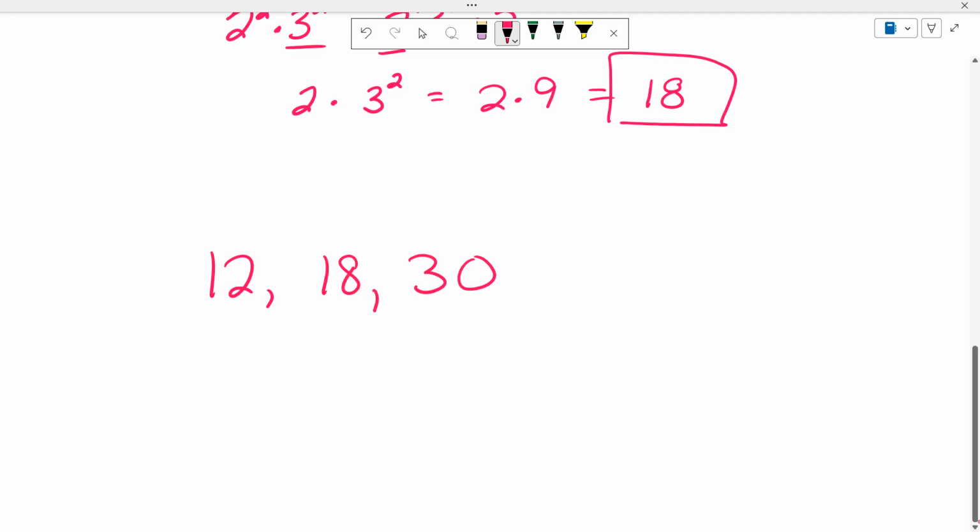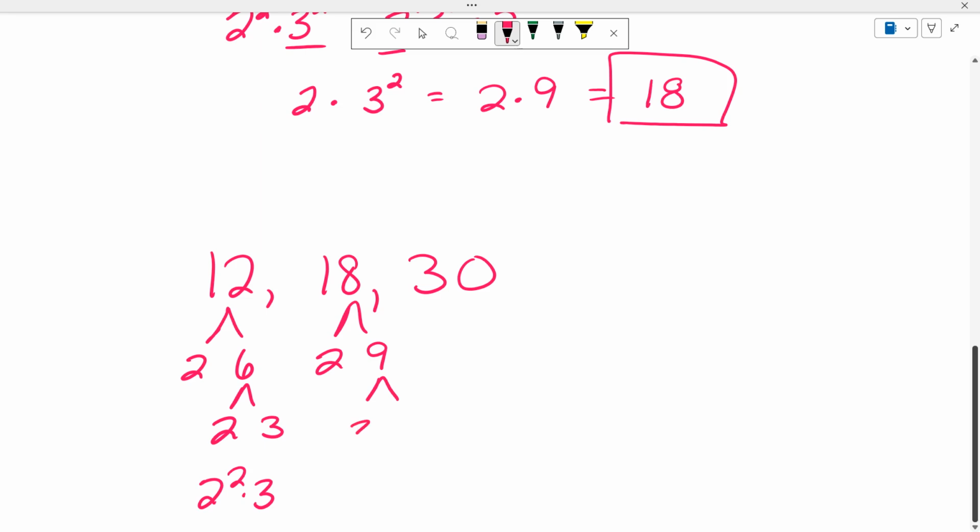Now let's say we have 3 numbers. The rules have to work for all three. What goes into 12? How many times does 2 go into 12? 6. How many times does 2 go into 6? 3. So this is 2 squared times 3. 18: how many times does 2 go into 18? How many times does 3 go into 9? So it's 2 times 3 squared.